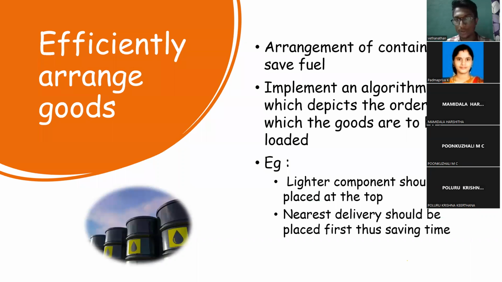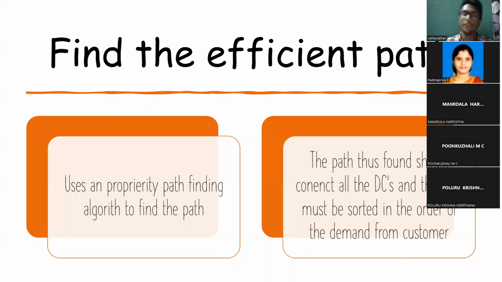So, to efficiently arrange goods, as I have already discussed, lighter components should be placed at the top, whereas the heavier components should be placed at the bottom. Also, the hexagon pattern is preferred while arranging the goods, because the inside of the truck will not be a rectangle. It will be cut into hexagons, so that whenever the truck moves, the goods do not shift left to right. It is stacked in such a way that fuel is saved and accidents are also prevented.